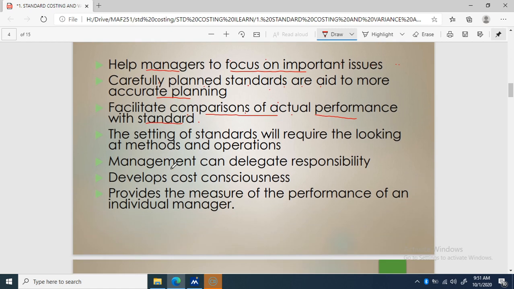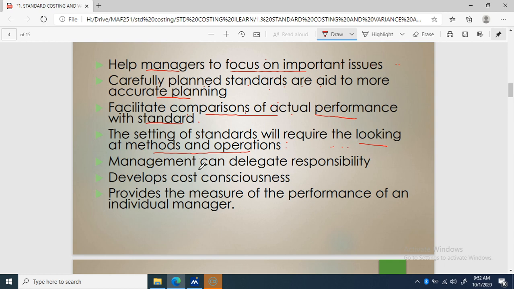And then the next one, setting standards will require looking at methods and operations. In order to produce the product, you have to list down what are the costs that you have to use in order to produce the product. Let's say in process one, what are the types of material, until the process of the product finishes. So you look into the methods of producing the product from process one until the end of the process, until finished goods.